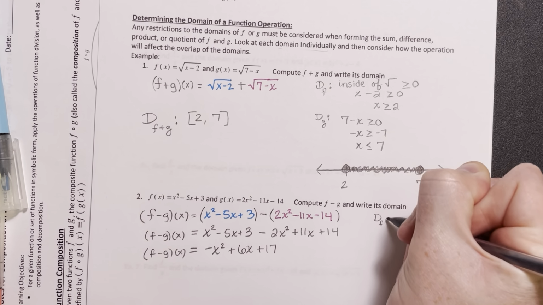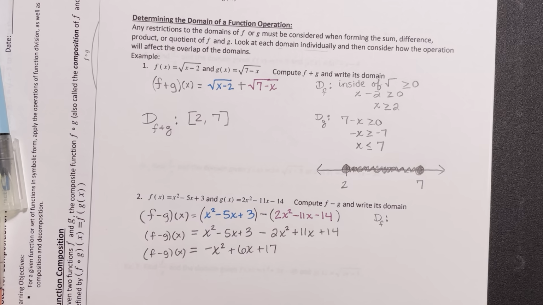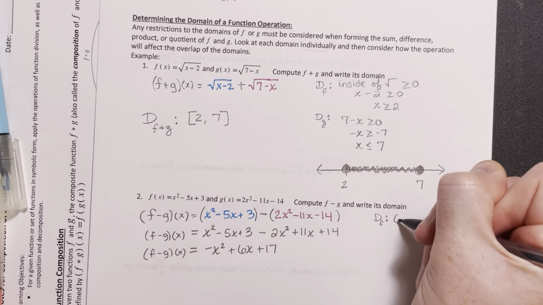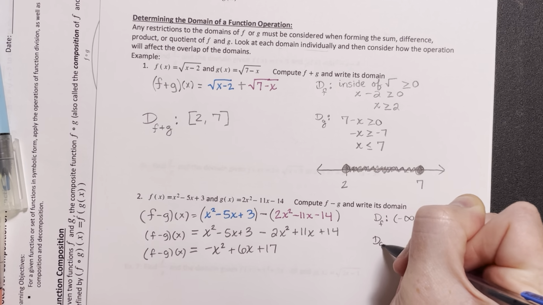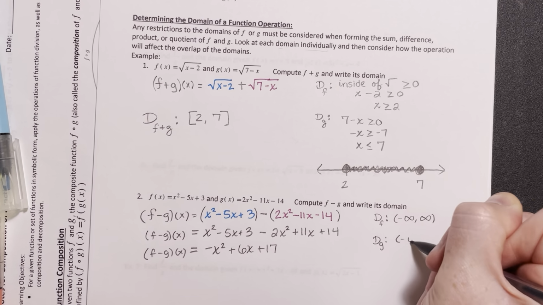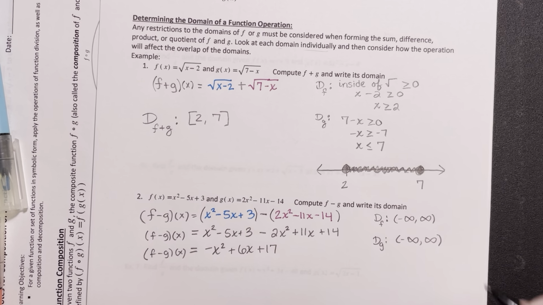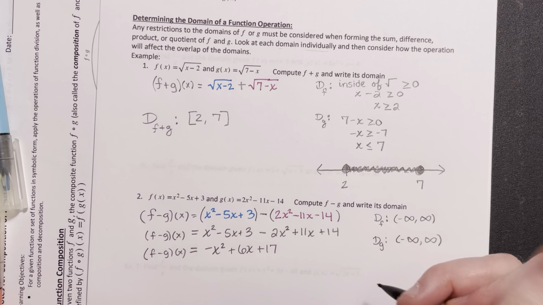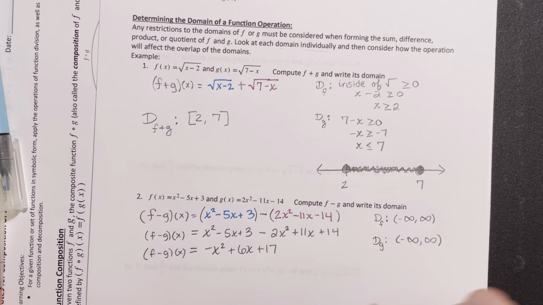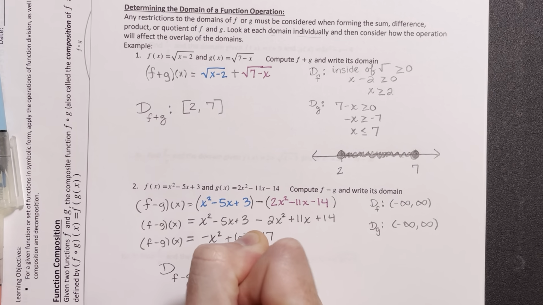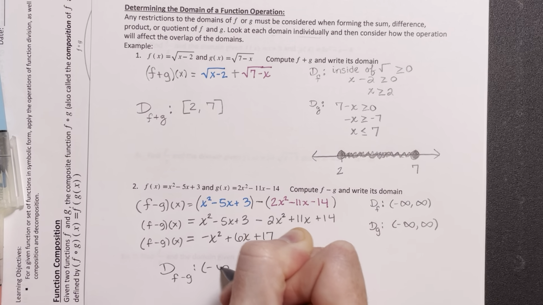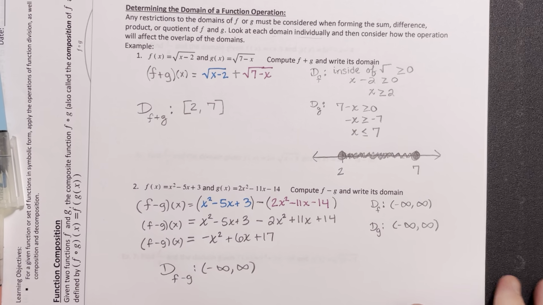If we consider the domains of these functions, f is a quadratic function, so it doesn't have any domain restrictions. Its domain's negative infinity to infinity. Well, so is g. It's also a quadratic. If I was to combine those domains, it's still going to be negative infinity to infinity. So the domain of f minus g is negative infinity to infinity.